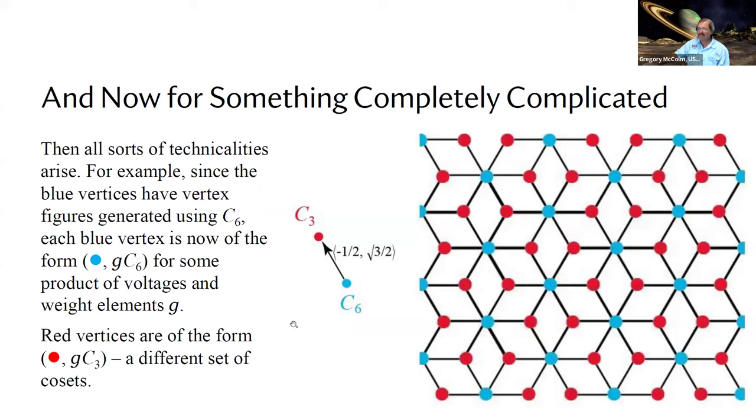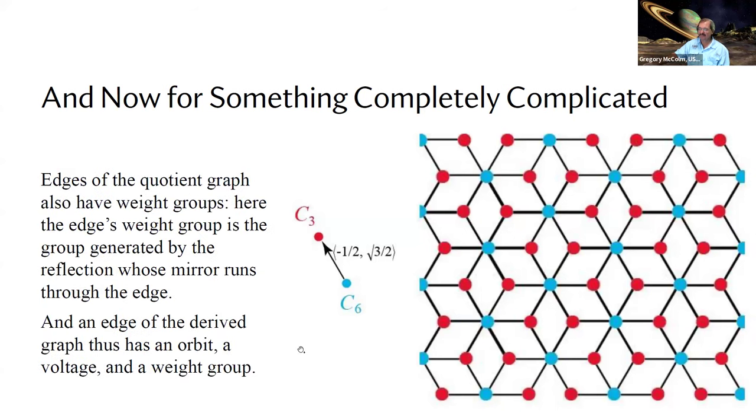Okay, and there's a whole bunch of technicalities. When I create the derived graph, I get a whole bunch of vertices that look like this. It's of the blue vertex orbit, and then I have this coset here, G times C6. I have the red vertex and G times C3. So you'll notice that I have different sets of cosets. This is one reason why in the paper, I tend to avoid the word coset, because that can be confusing.